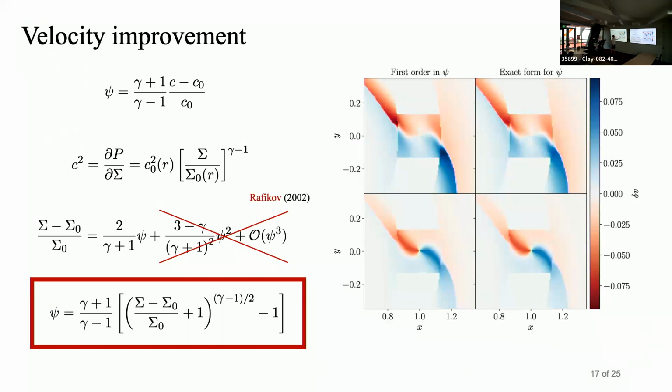So these are plots centered on the planet location. The top is the radial velocity component. The bottom is the azimuthal velocity component. And on the left is the old method, which was first order in the sound speed. And now on the right, I'm showing the version that keeps all of the terms. And so the match in the velocity over the edge of the box is quite improved for the radial and then not really different for the azimuthal.